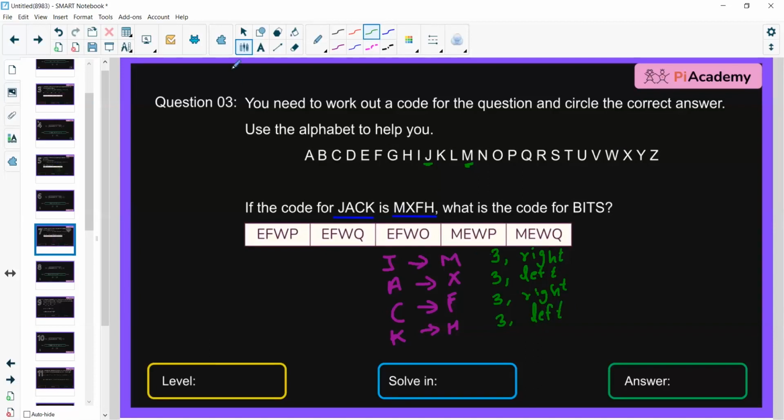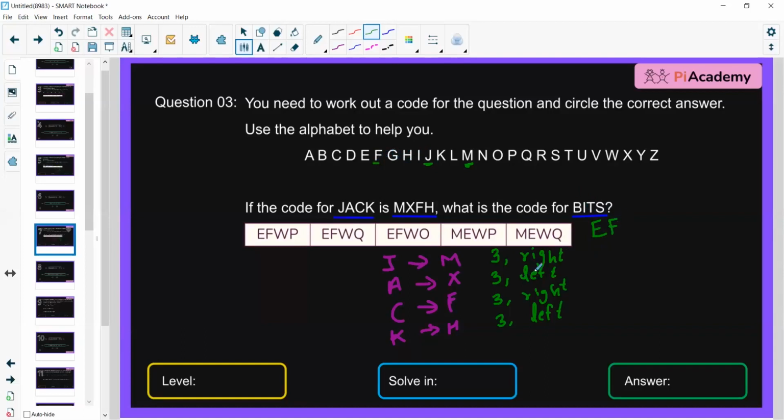So how can we figure out now the code for BITS? For the first position in our 4-letter word, it is moving 3 right, second position is moving 3 left, third position is also moving 3 right, and fourth position is moving 3 left. So if I try to break down this code, what is 3 right from B? 1, 2, 3. So first letter stands for E. What is 3 left of I? This is my I. 1, 2, 3. So this is F, isn't it? So this is E, F.